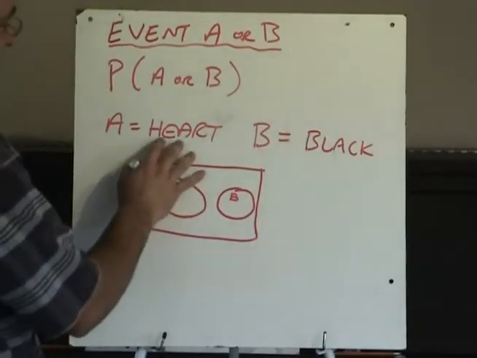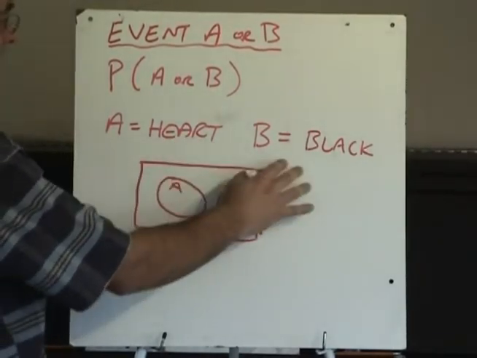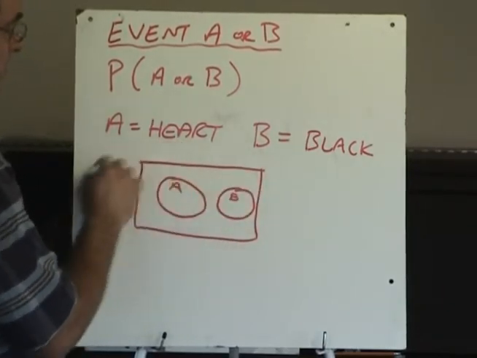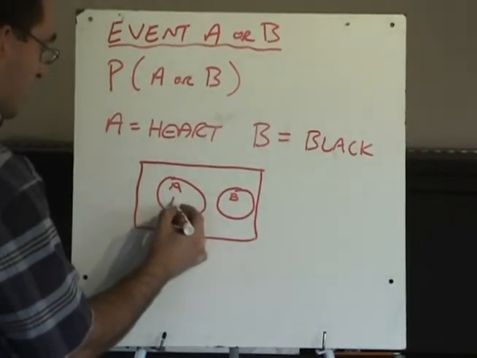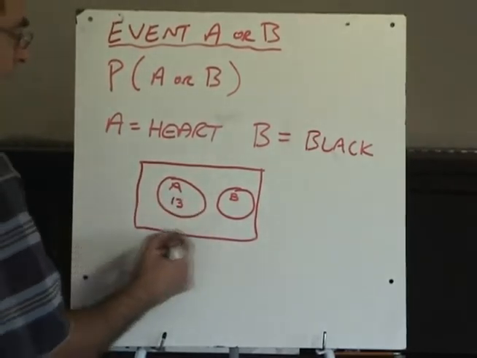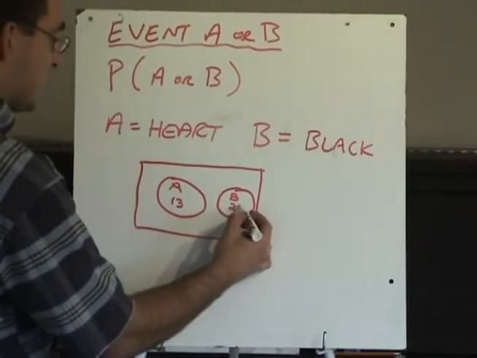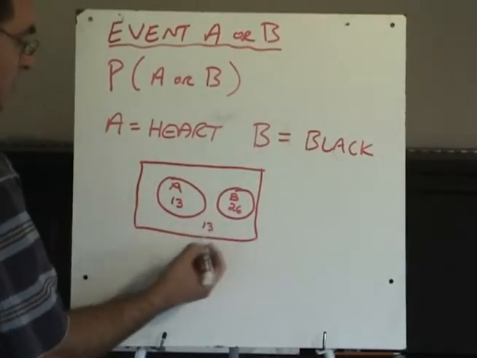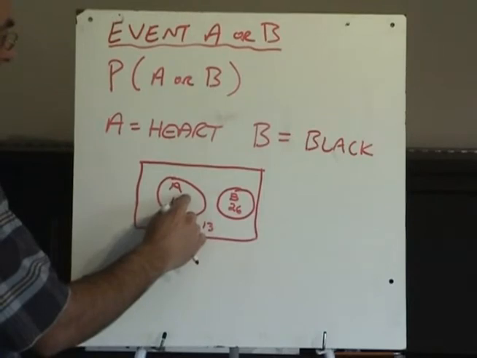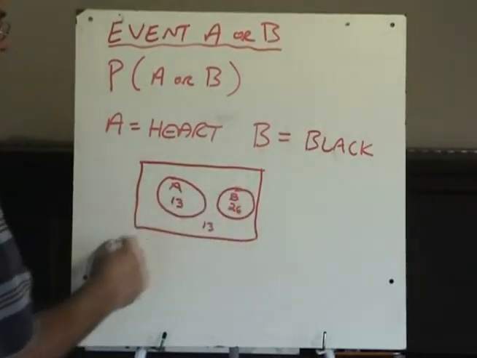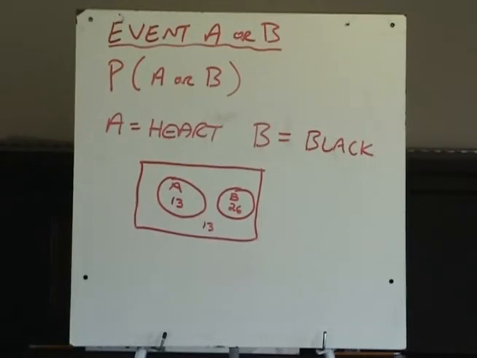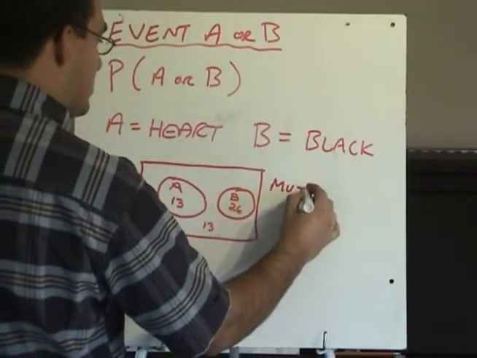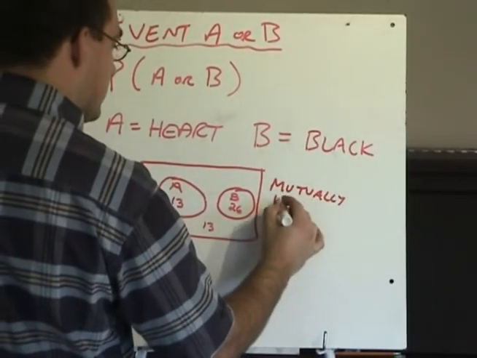Notice in this example that all of the hearts and all of the black cards are completely separate from each other. You can't have a heart that is also black since the hearts are all red. So there are 13 hearts in the deck, and there are 26 black cards in the deck, and 13 cards that do not belong in this circle, the circle of hearts, or in this circle, the black cards. So in our example, these two events, event A and event B, are what we call mutually exclusive.